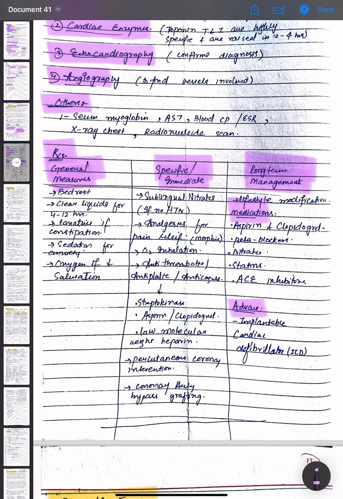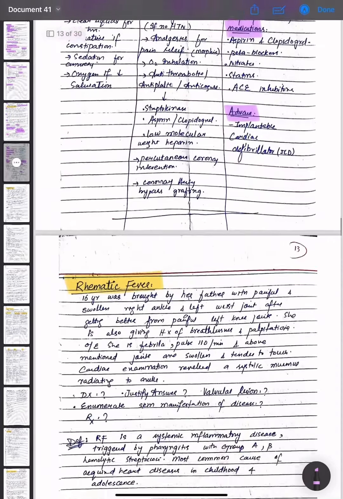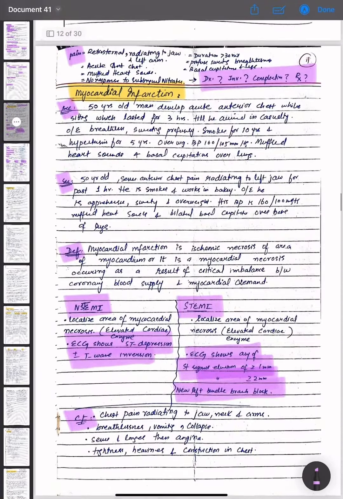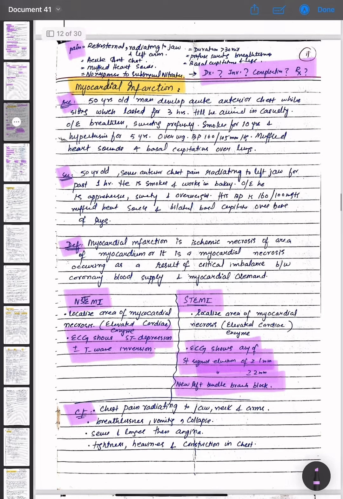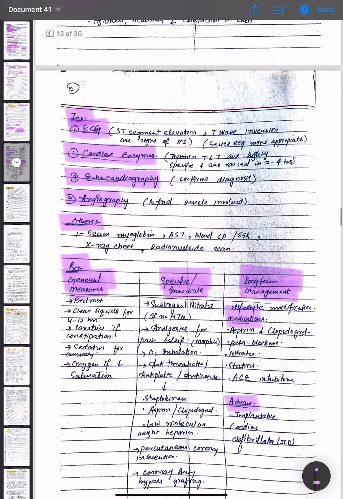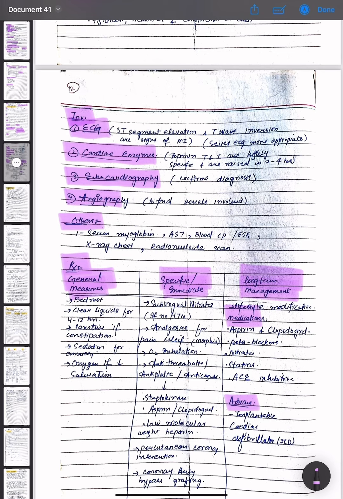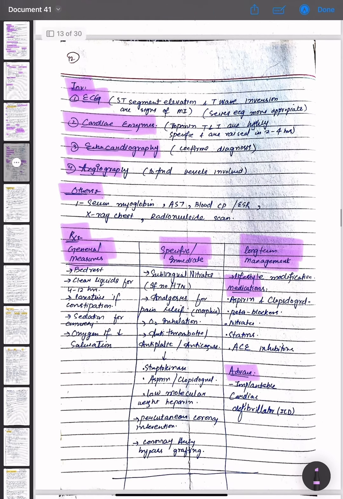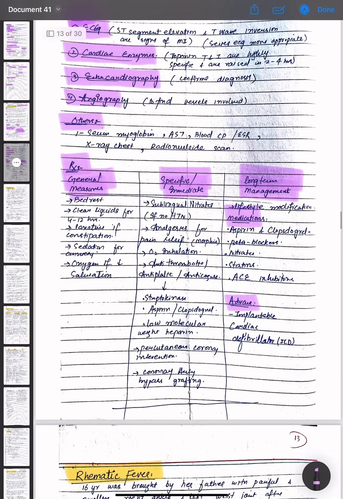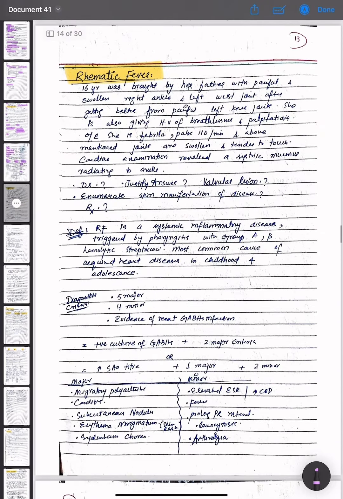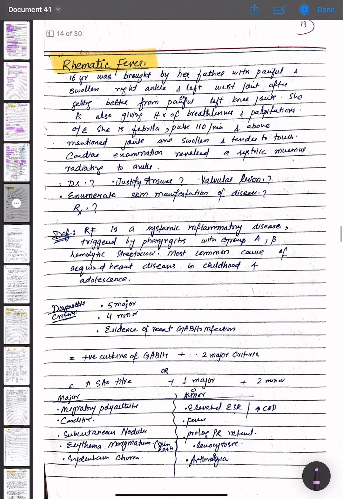Okay, so we have discussed MI, the scenario for MI, then the definition, then the difference between NSTEMI and STEMI, the clinical features, then the investigations that are done, which are ECG, cardiac enzymes, echocardiography, angiography, and the others, then the treatment options, which include the general measures, specific measures, and long-term management. Now, coming towards rheumatic fever, we have a scenario that a 16-year-old was brought by her father with a painful and swollen right ankle and left wrist joint after getting better from painful left knee joints.